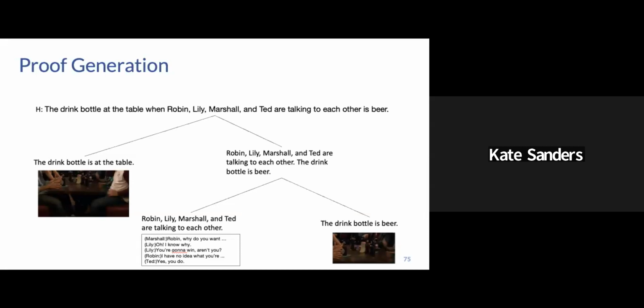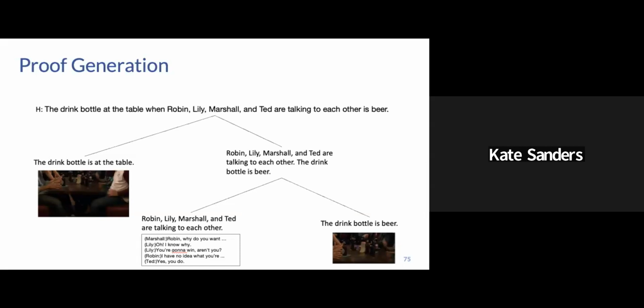And then it decomposes the right node one more time to make it a little simpler to prove. So the second node here is the characters are talking to each other. It can directly prove that from the dialogue. And then the drink bottle is beer, it can prove that with the visual content.